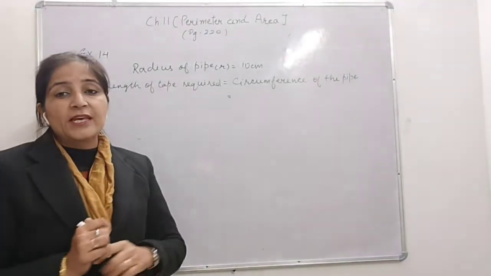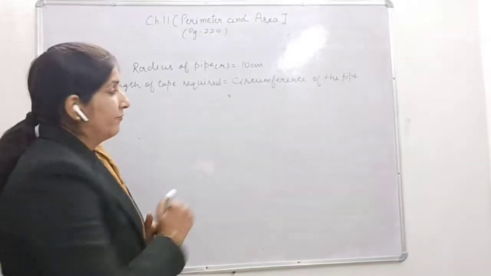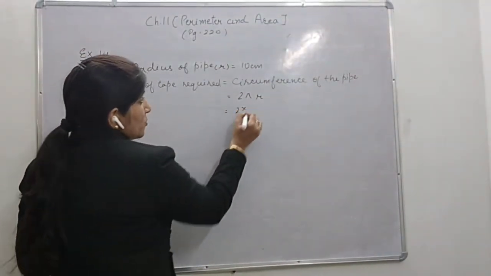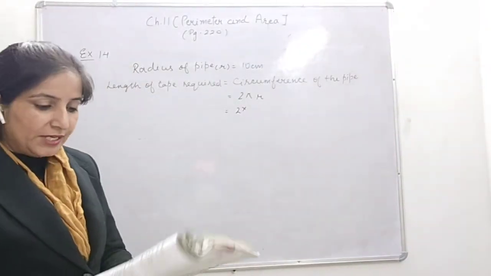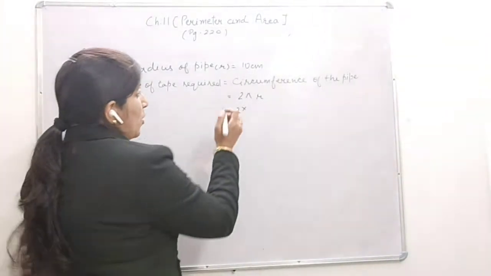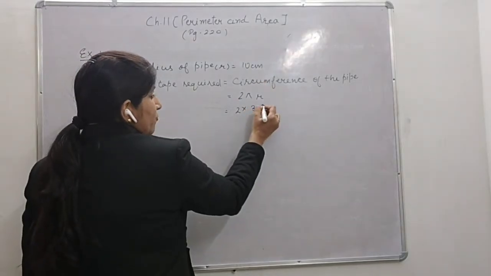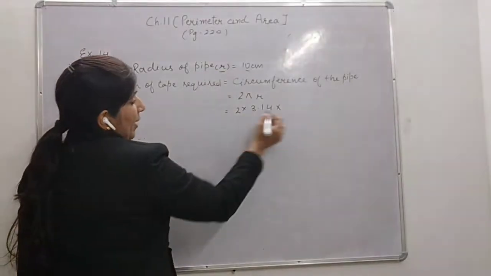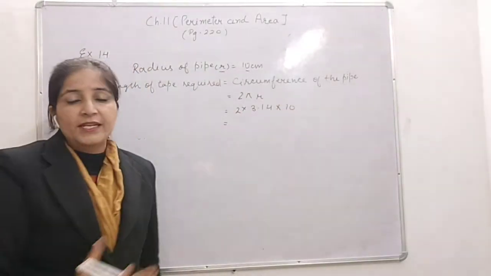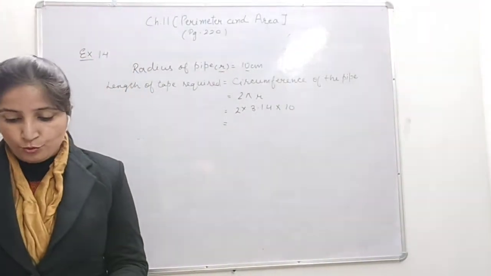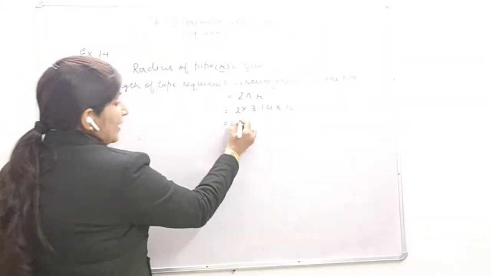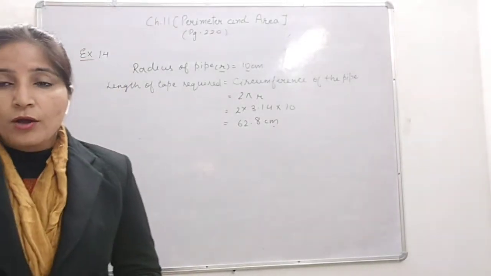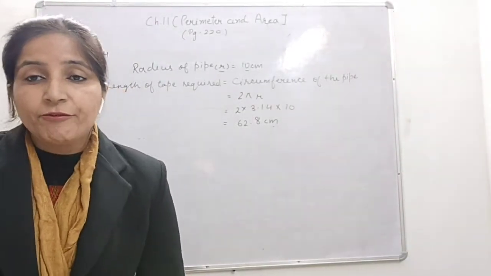Now if the radius is given, what is the formula to find the circumference? That is 2 pi r. The value of pi which is given in the question is 3.14, so I am putting 3.14 multiplied by r. R is the radius of the pipe, that is 10. Now just the calculation is left for you to do. Solving it, we get 62.8 centimeter as the length required for the tape.